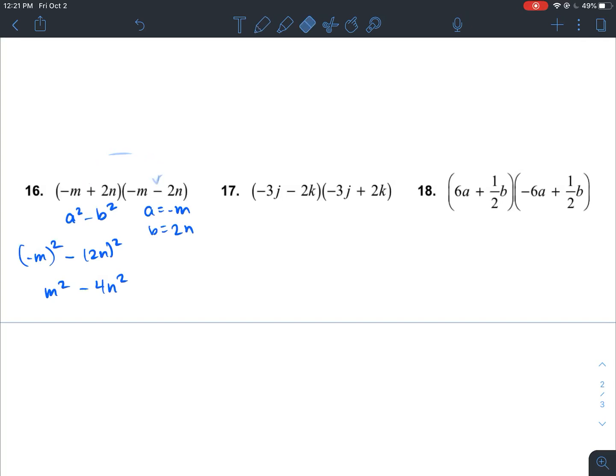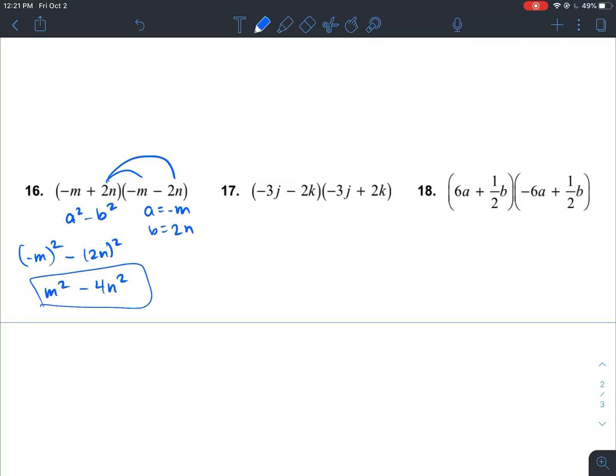Okay. Now you could always just use your other properties or other methods and multiply this out if you want to double check it. So if I use the FOIL method, those two multiplied together is m squared, then times positive 2mn, multiply those together, that's going to be negative 2mn, and then these two, which will be negative 4n squared. Now these will cancel out and we get the same thing, right? So that would be the answer.